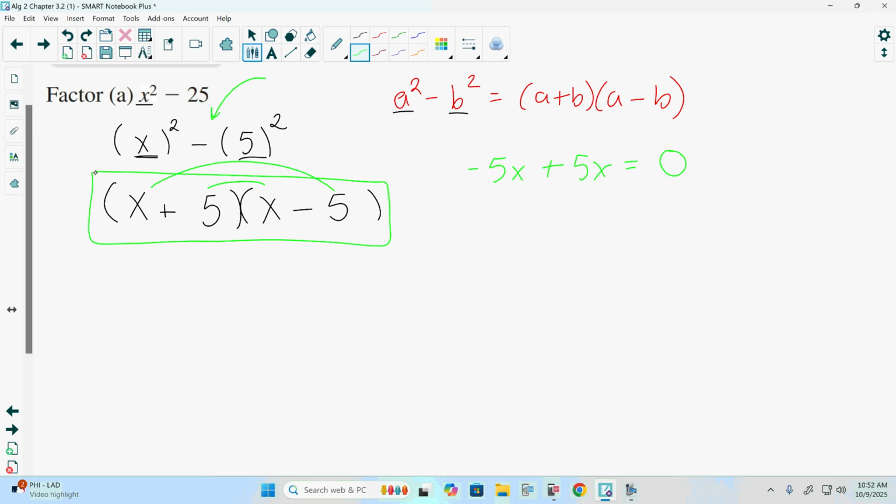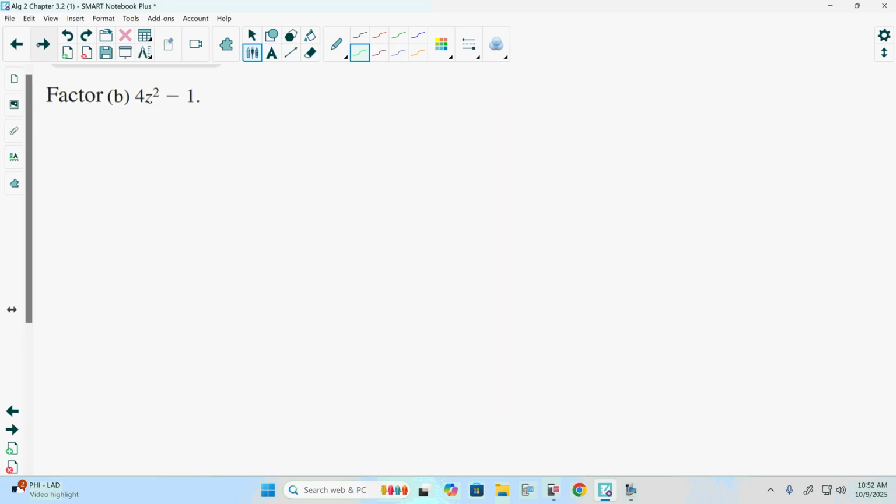Questions on this here? We ready for the next one? 4z squared minus 1. So again, I'm going to write it here. You don't have to. a squared minus b squared is equal to a plus b times a minus b. Now, if there is a greatest common factor, we notice there is one, we can pull it out. We can factor it out.